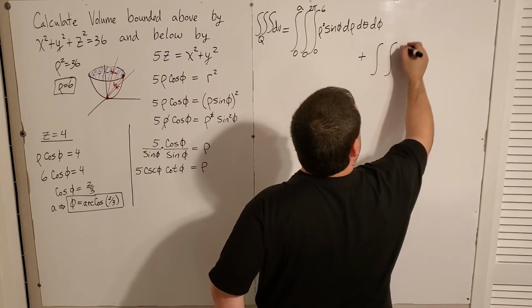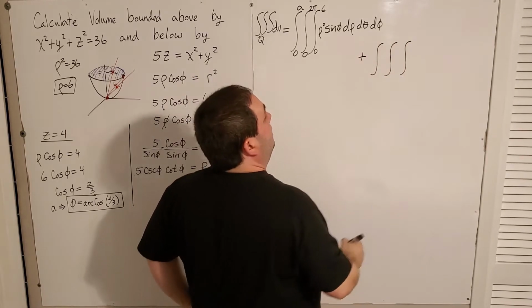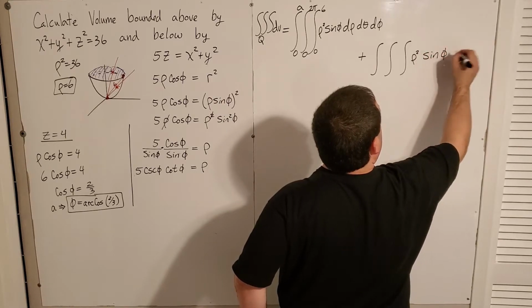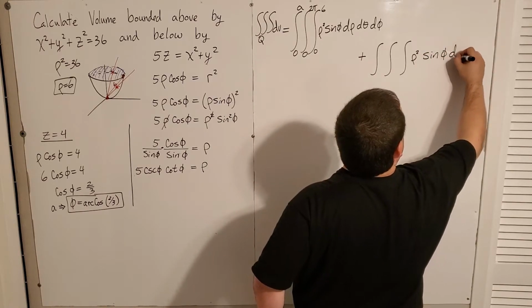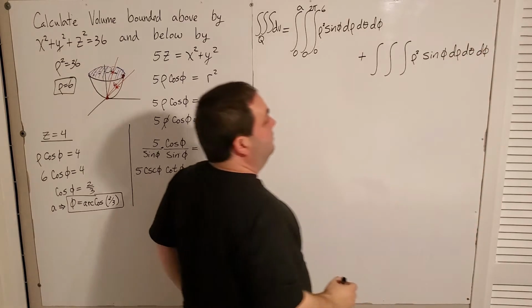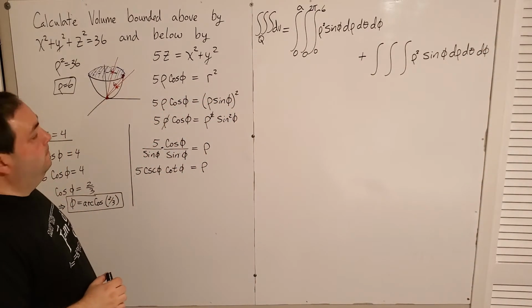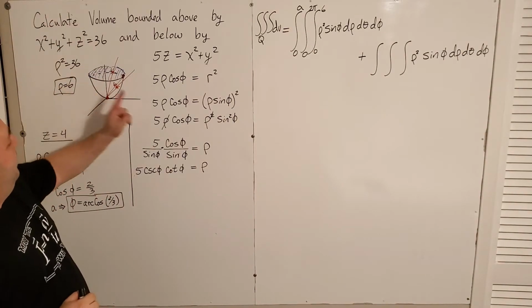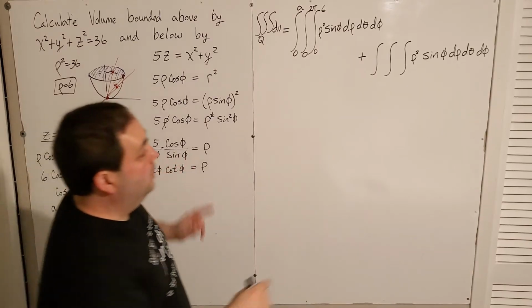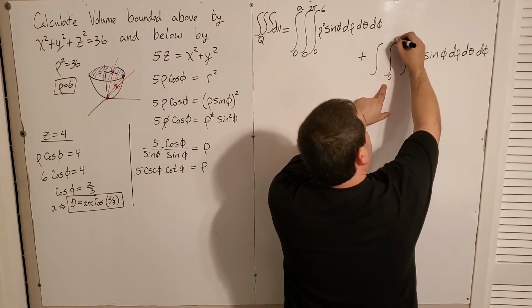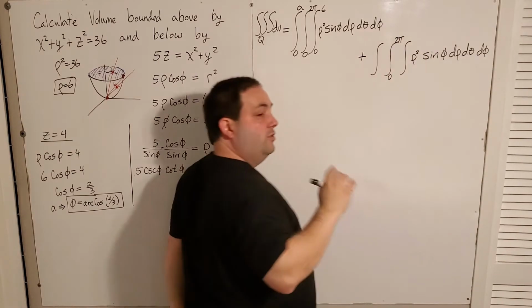my other triple integral here also is going to be the rho squared sine phi d rho d theta d phi. Right? Okay. Now the easy one again is theta. The paraboloid goes all the way around. So my theta is the second piece right here. That's still going to be 0 to 2 pi. Right? We're still going all the way around.